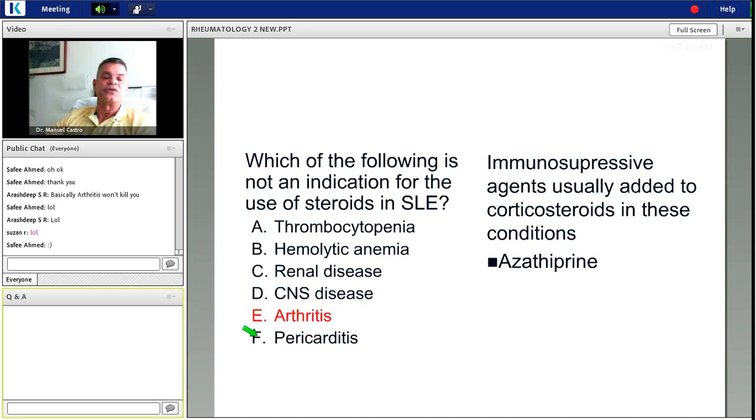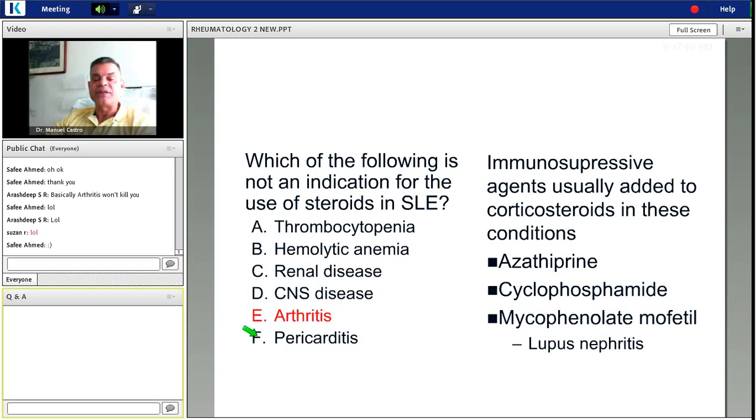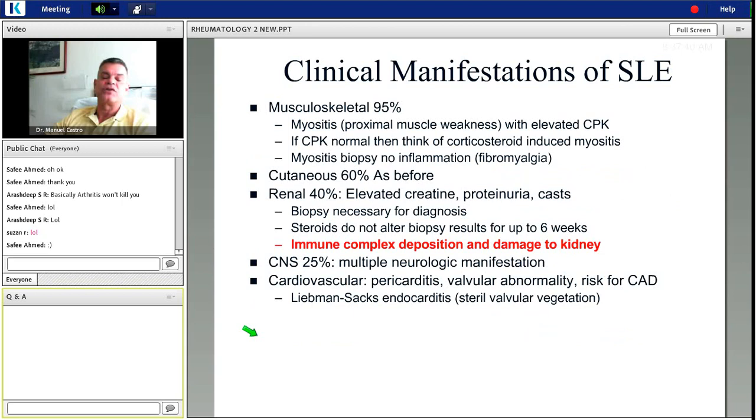Azathioprine can be used, cyclophosphamide, and mycophenolate mofetil also for lupus nephritis. If it's necessary, you're going to use all these other drugs, right? So let's talk about some of the clinical manifestations of SLE. One of them is the musculoskeletal, okay? Now, what I'm going to give you is the high-yield questions that they might put on your Step 2.